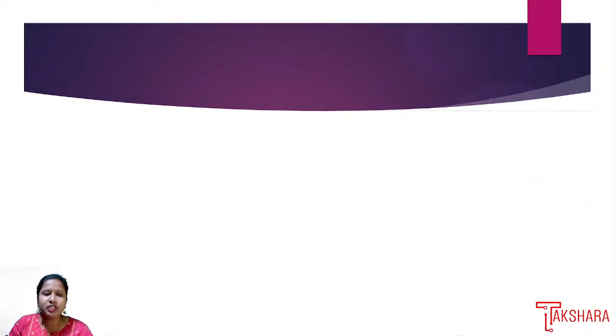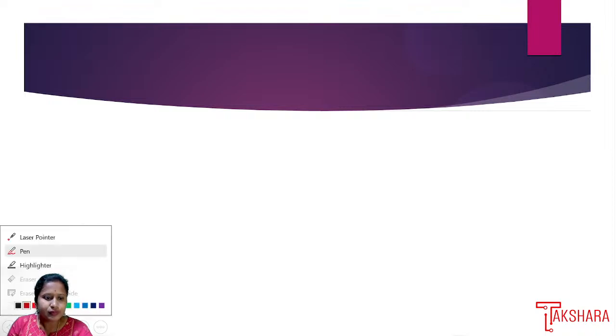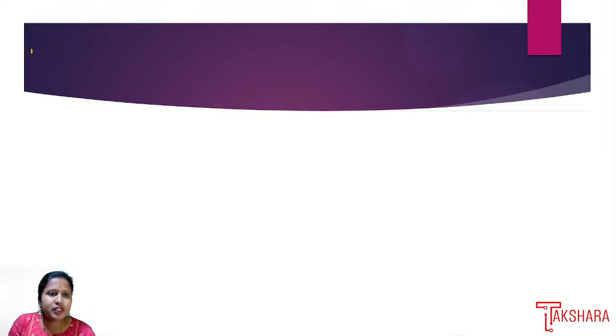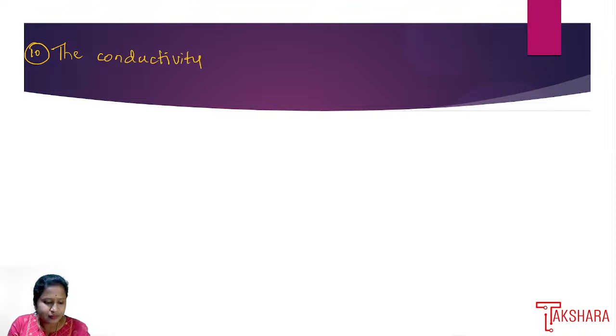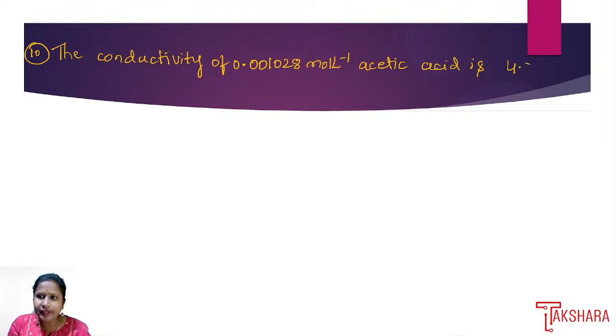Okay, next question. The 10th question: the conductivity of 0.001028 mole per liter acetic acid is 4.95 into 10 power minus 5 Siemens per centimeter.